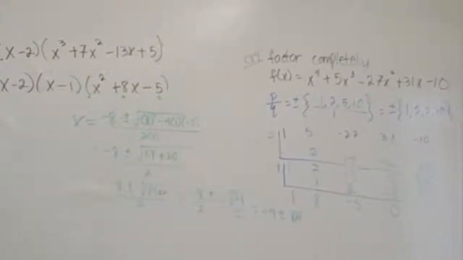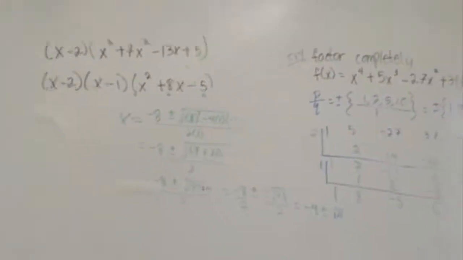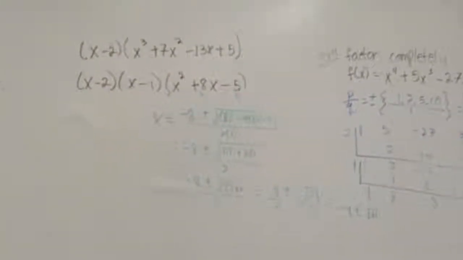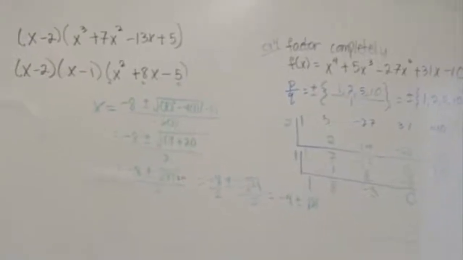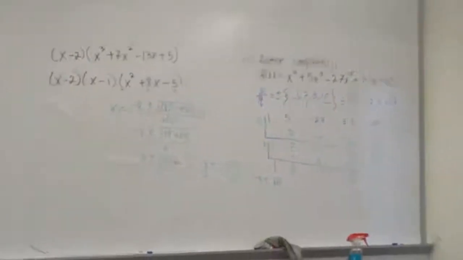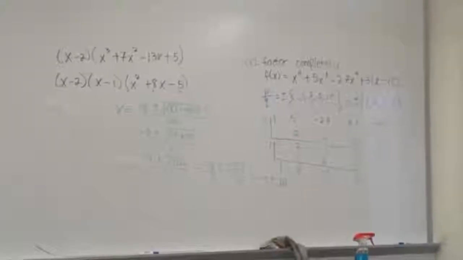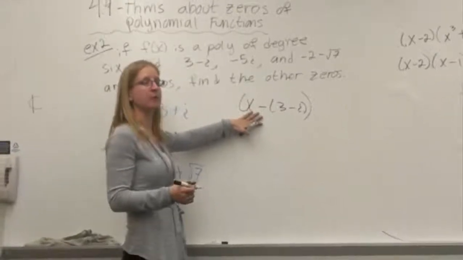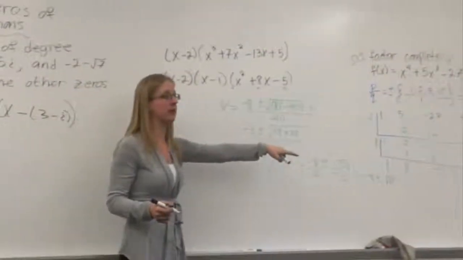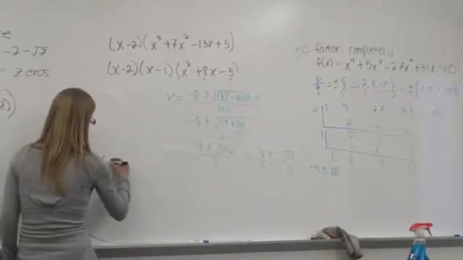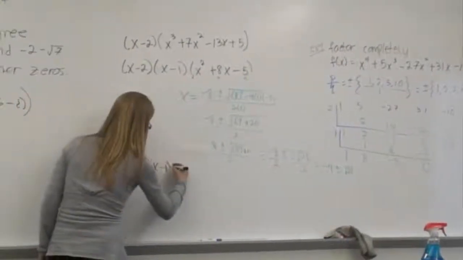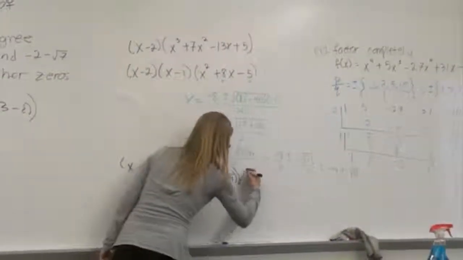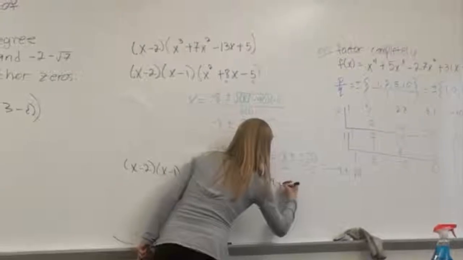Do you know the square root of 21? No, that's okay. So remember over here, just take a second and remember. When 3 minus i was a zero, x minus 3 minus i was a factor. You guys remember that? So because those are my zeros, I now have the x minus 2 stays, the x minus 1 stays, but now I have x minus negative 4 plus root 21, x minus negative 4 minus root 21.